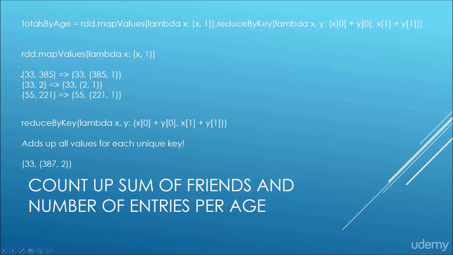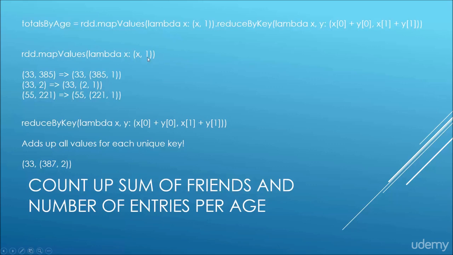So let's take that first line for an example. The first entry in our RDD is an entry that has a 33-year-old that had 385 friends. So the value 385 gets passed in through map values for every line, and that's our X here in the lambda function. And our output is going to be a new value that is actually a pair, a list if you will, of 385 and the number 1.